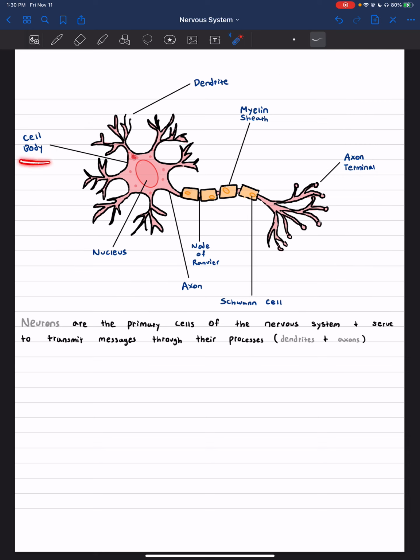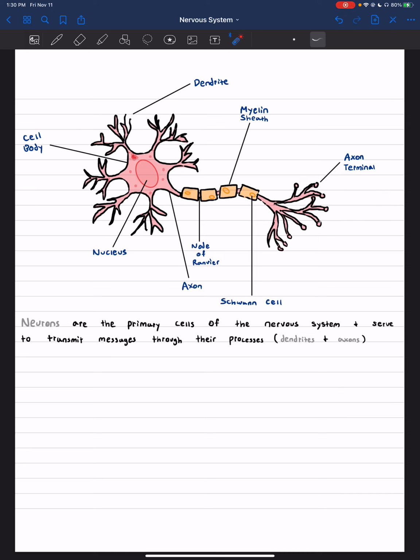So we've got the cell body, we've got the nucleus, we've got the dendrites, which are these projections over here. We've got the axon, which is a singular slender projection right here. We have the myelin sheaths, which are insulating the axon. We have the nodes of Ranvier, which are allowing for nerve impulses to jump and to speed up propagation. We've got Schwann cells, which form these myelin sheaths. And finally, we've got the axon terminal at the end, which allows for the release of neurotransmitters.